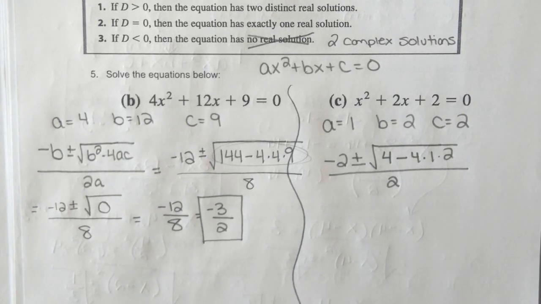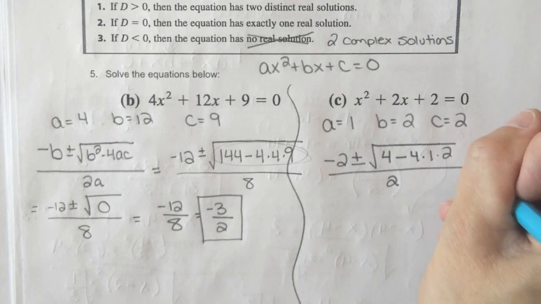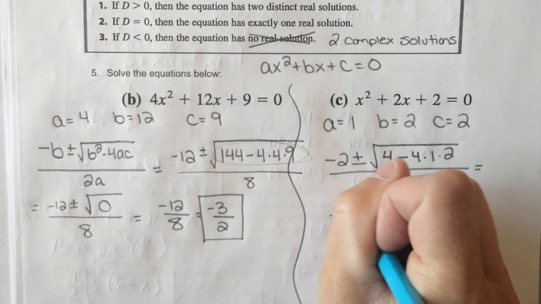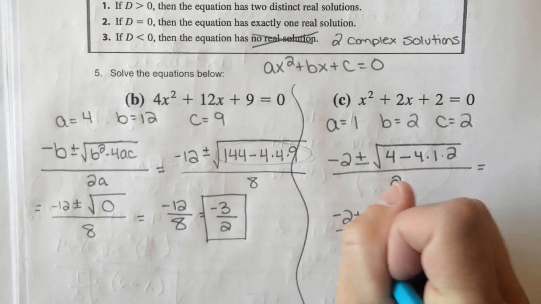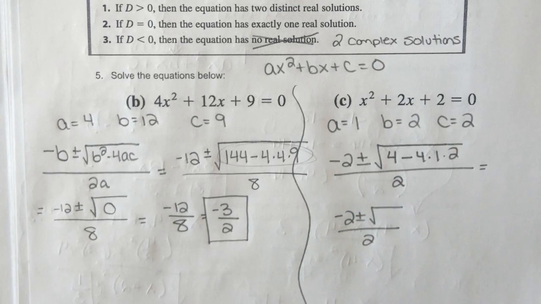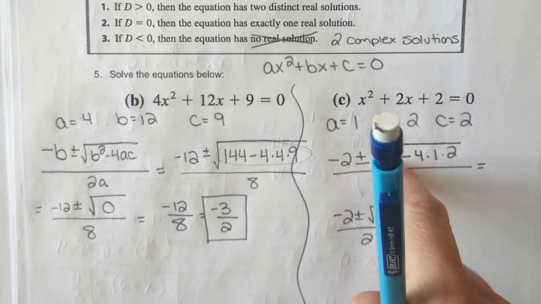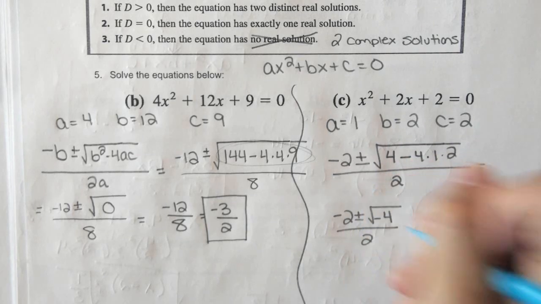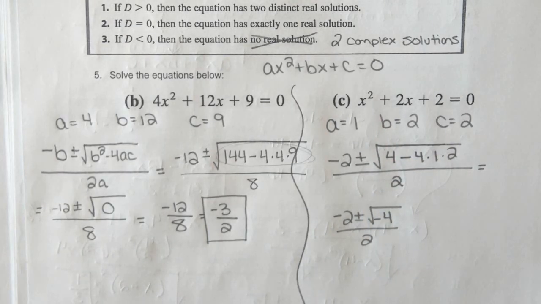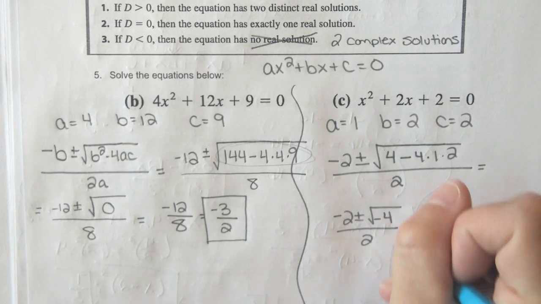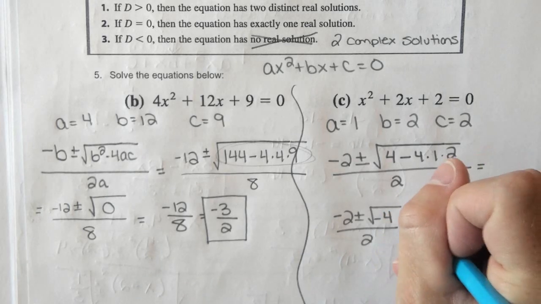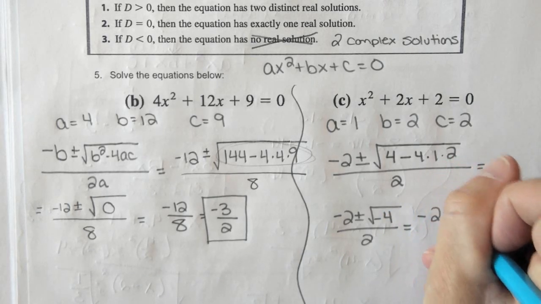Alright. What happens under my root this time? What do I get when I simplify that? So this will be negative 8, and so it'll be negative 4 overall. Okay, reach back into your memory banks. What do we know the square root of negative 4 is? 2i. Nice.